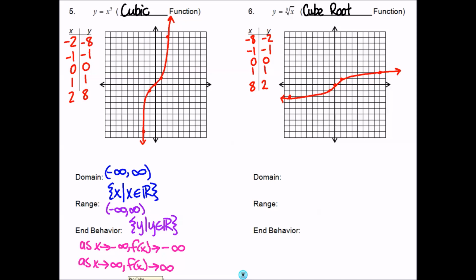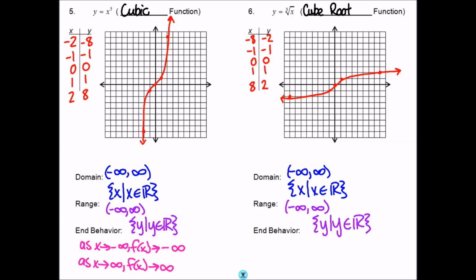So the domain here, the farthest left that the graph goes will be negative infinity. The farthest right that it goes will be positive infinity, or x, such that x is an element of the real numbers. The range, the lowest that the graph goes, this left side of the graph will continue going down, so it will eventually go to negative infinity. And the right side of the graph will continue going up toward positive infinity. So the range in set notation would be y, such that y is an element of the real numbers, or all real numbers.